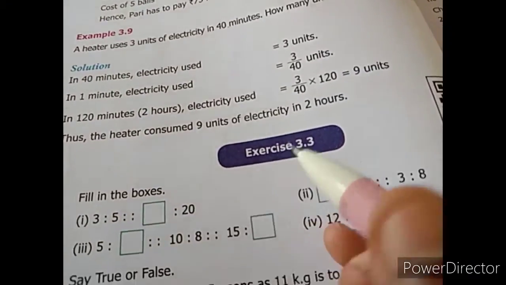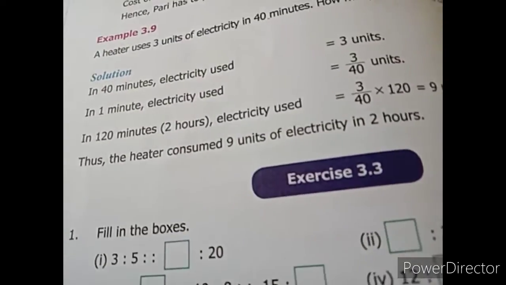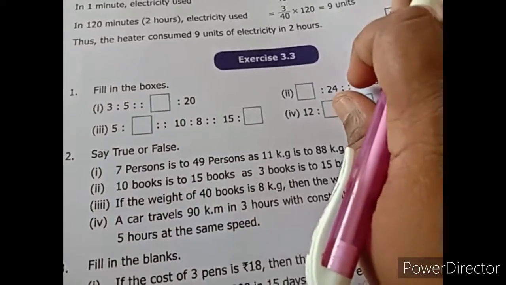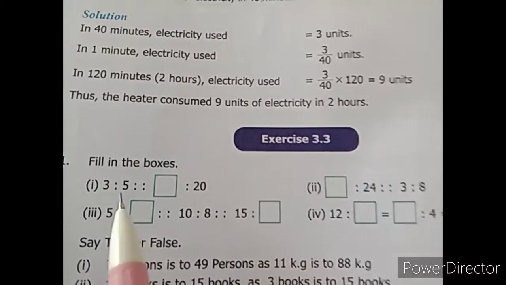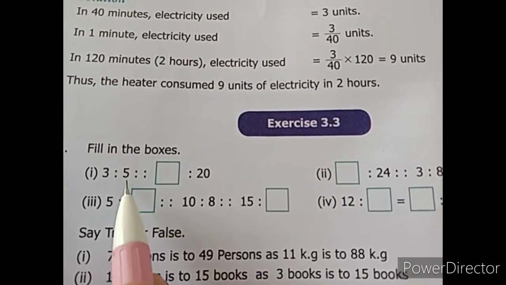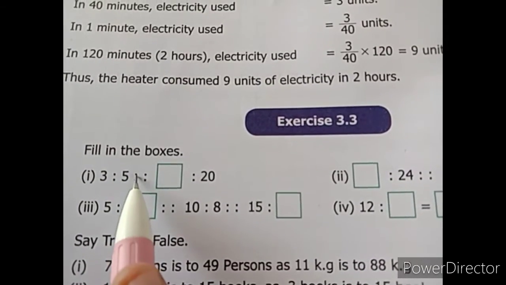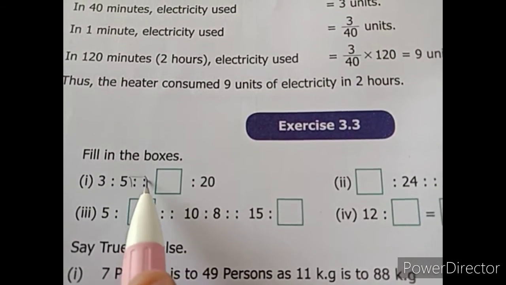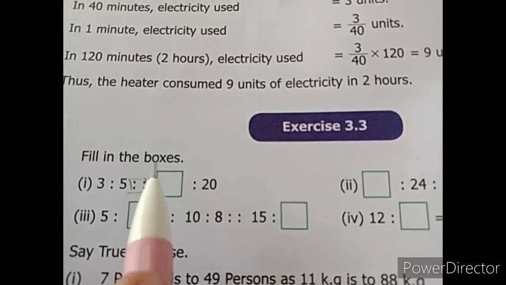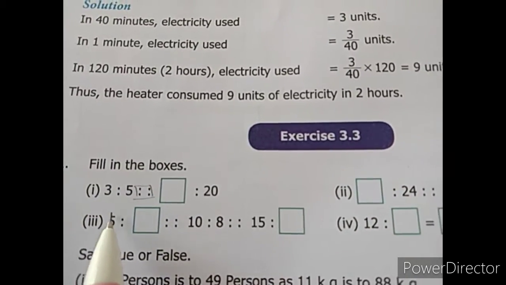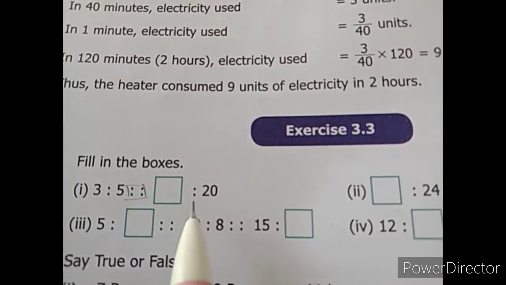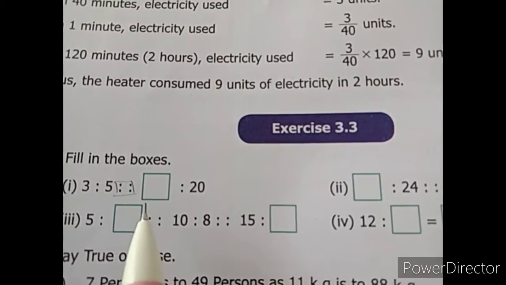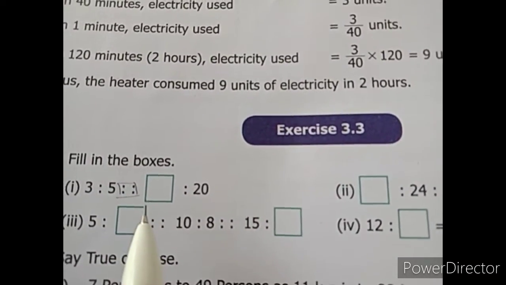Students, we are starting with exercise 3.3, page number 58. See the first sum. Fill in the boxes. 3:5. See this one. They have given 4 dots. So this will be called a proportion. So we have to find whether 3:5 is proportional to the box is to 20. This will be the same as an equivalent proportion.